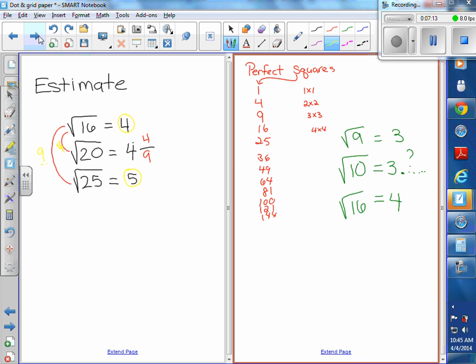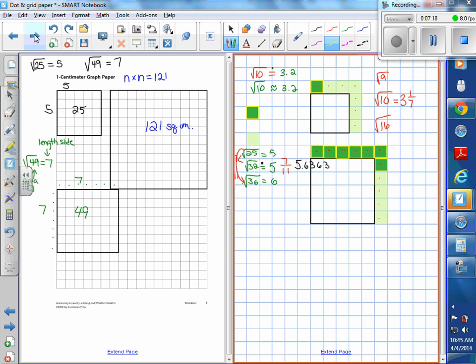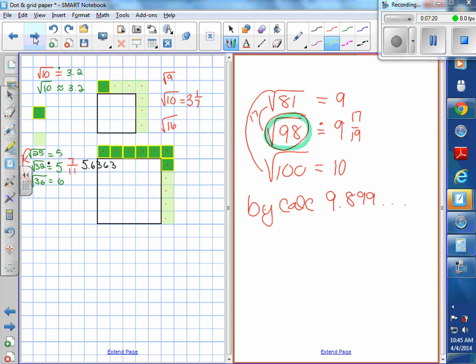Like here, when we started doing lots of estimating, let's go to the pages from yesterday. For example, we estimated the square root of 98. And so we knew it was 9 something. The difference between 81 and 98 is 17. The difference between 81 and 100 is 19, right? So it's 17 over 19. So that's our fraction right there.